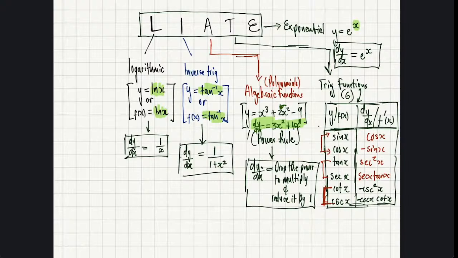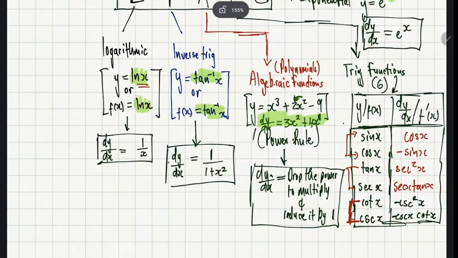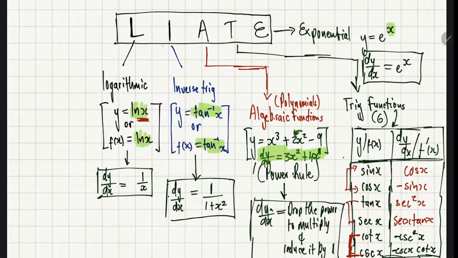Look at this. Logarithmic is ln x. This is the logarithmic function that we should know. Ln x is the logarithmic function we should know. And when you differentiate it, you get 1 over x. So ln x, that's the logarithmic one. The second one in your 5 types of functions that you must know how to differentiate.